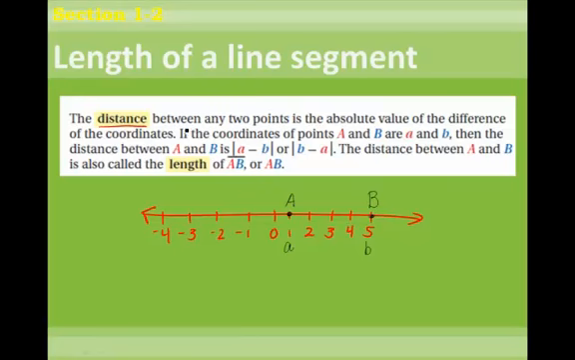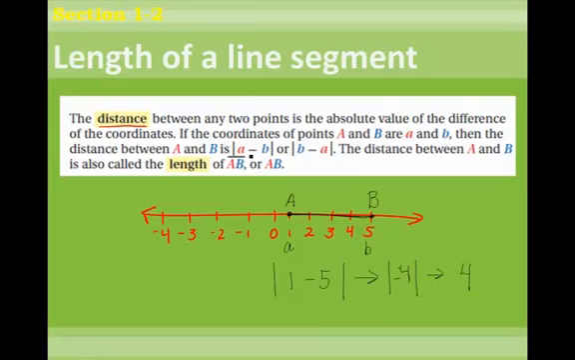And what this says is you can find the distance between any 2 points by taking the absolute value of the difference of the coordinates. So if I wanted to find the distance between points A and B, I can take the absolute value of the difference of the coordinates. So the absolute value of 1 minus 5, which would be the absolute value of negative 4, and absolute value is the distance, so it is positive, so that would be 4. But we already knew that.